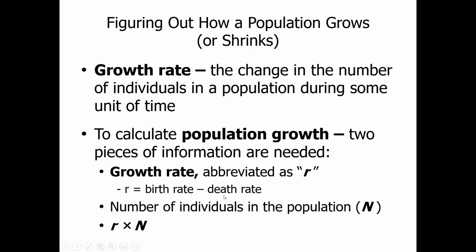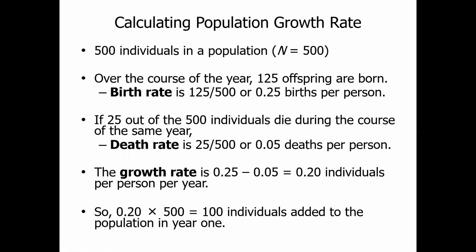Then the second factor we have for population growth is the number of individuals in the population. This is represented by the variable N, or capital N. That's just number of individuals. So the actual growth rate formula is R, which is our growth rate, birth rate minus death rate, times N, the number of individuals in our population. So we will take an example where we have 500 individuals in the population. So our N, the number of individuals in the population, is 500.